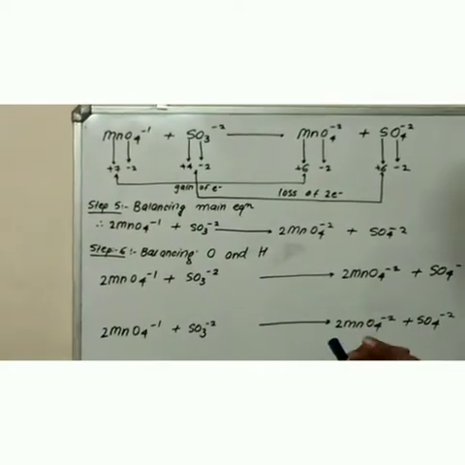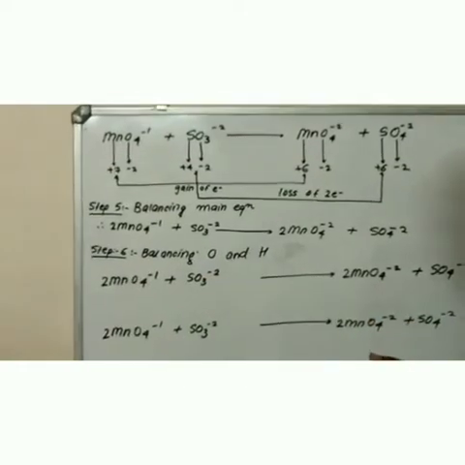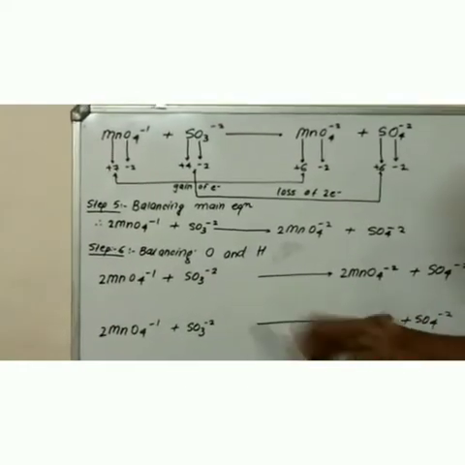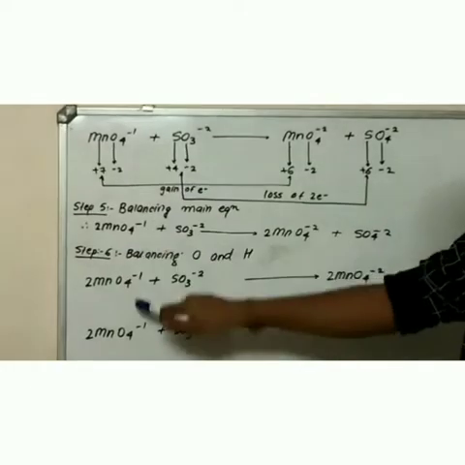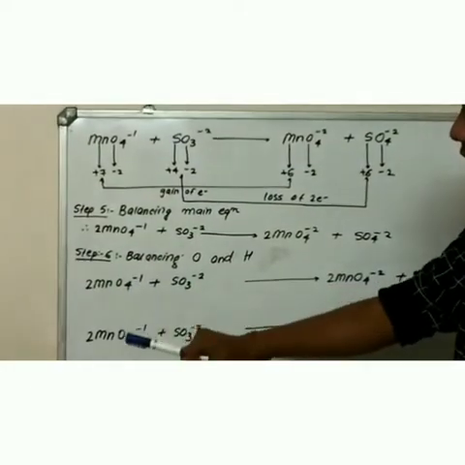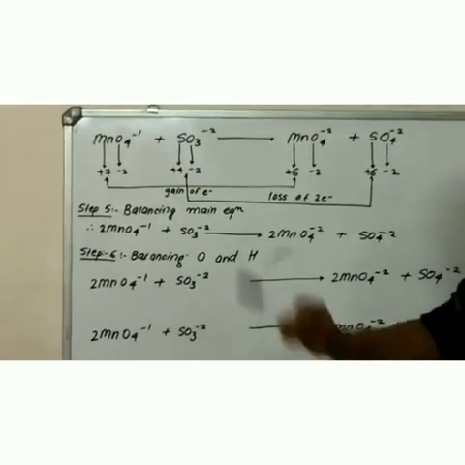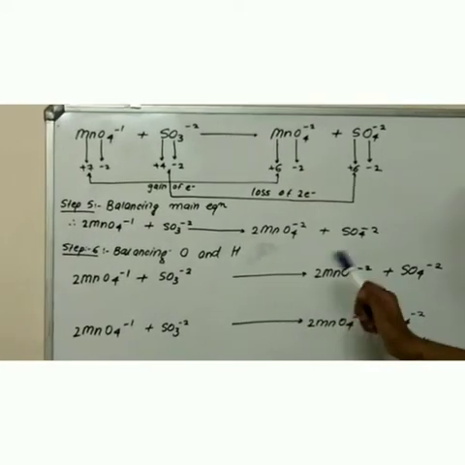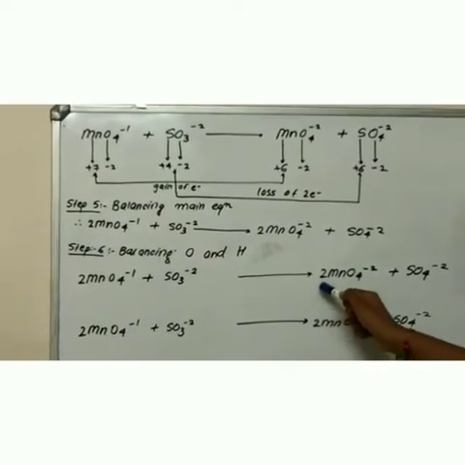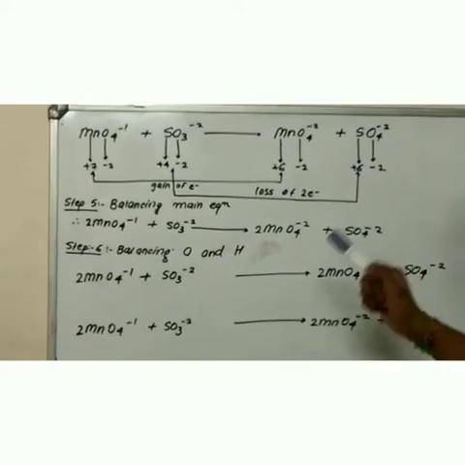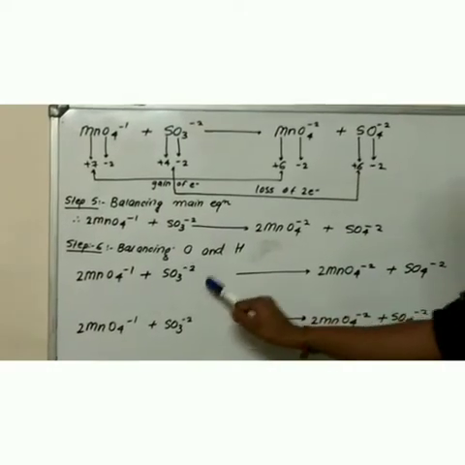Now the second step, balancing oxygen and hydrogen. As you can see, on the LHS, how many oxygens are there? That is 4 into 2, 8, 8 plus 3, 11. While on the RHS, we have 4 into 2, 8, and 8 plus 4, 12. So we need one more extra oxygen.